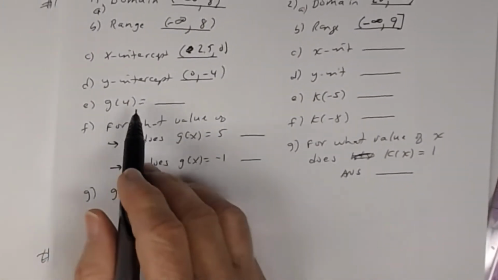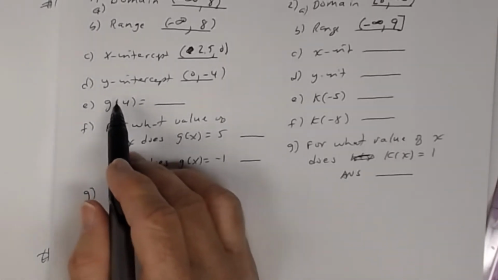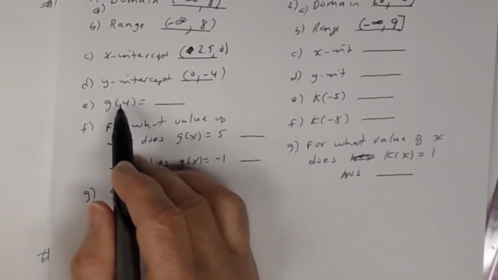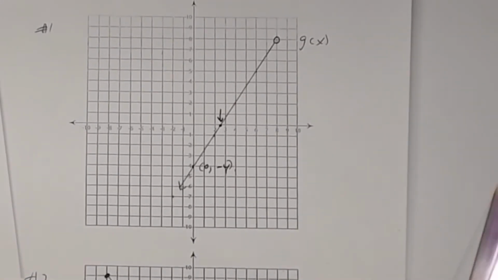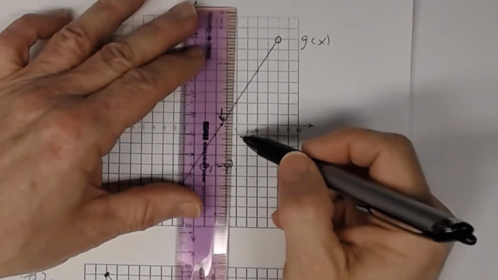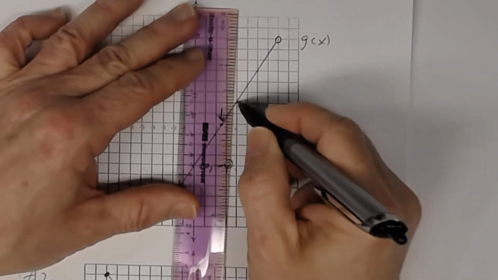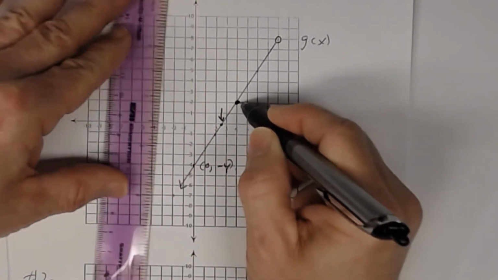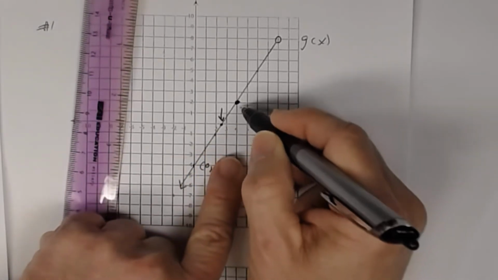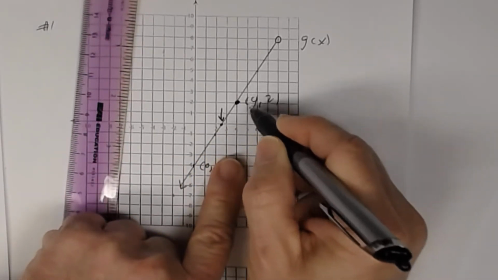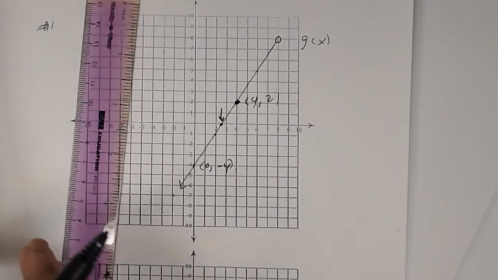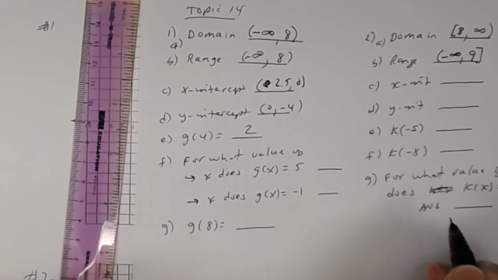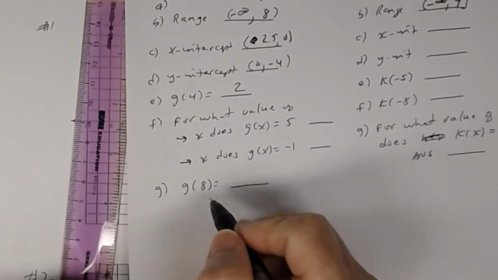All right? Now, they want you to find g of 4. So remember what that means. That means when x is 4, what's the y value? Well, go to your graph. See where x is 4 right here? You can use a ruler if you have to. When x is 4, here's the point. The ordered pair for that point is 4 comma 2. So when x is 4, the y value is 2. So the answer here is 2.